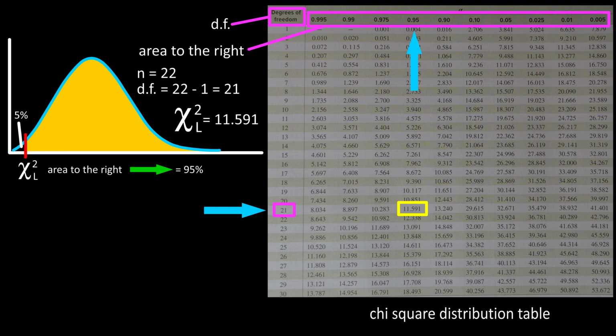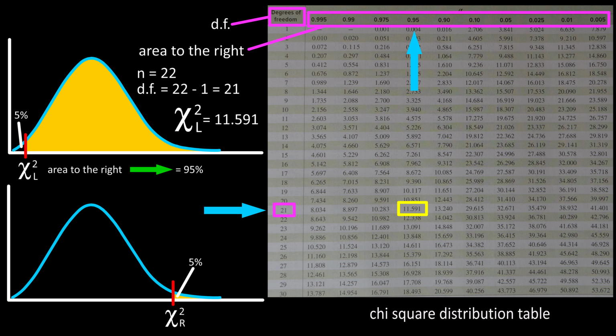Next, for chi-square right, again we need to know the area or percentage to the right of chi-square right. And we already know that from earlier. It's 5% or 0.05. And again, the degrees of freedom is 21. In the table, we find the 0.05 column near the top. And under the degrees of freedom column, we go down to the 21 row. And the value listed where these intersect is 32.671. And that is our value for chi-square right.